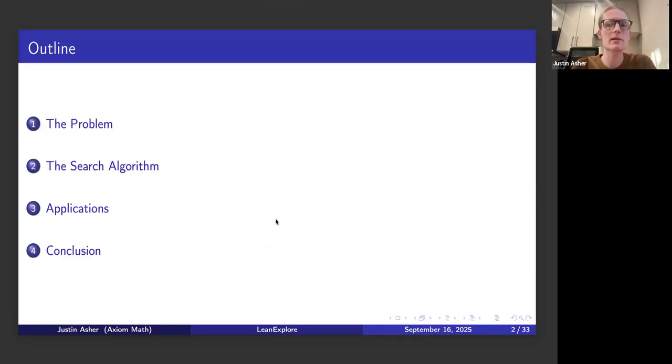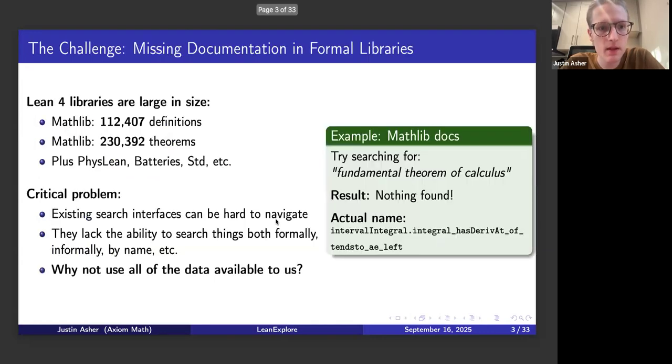Okay, so this talk is going to have four parts to it. The first part is I'm going to detail what is difficult about doing search in Lean 4 libraries. The second part, I'll talk about the underlying search algorithm behind LeanExplore. The third part, I'll talk about the applications and then the conclusion.